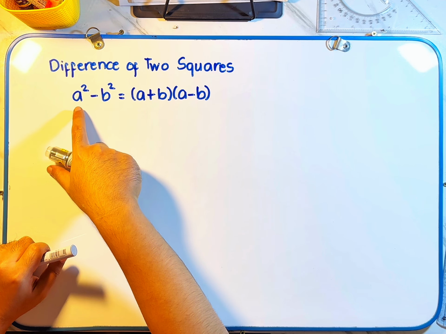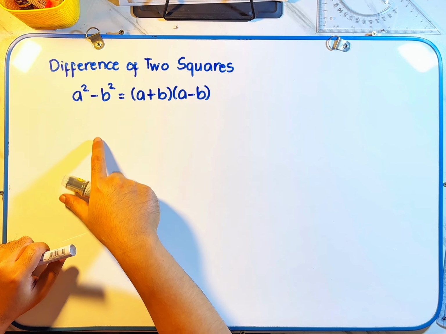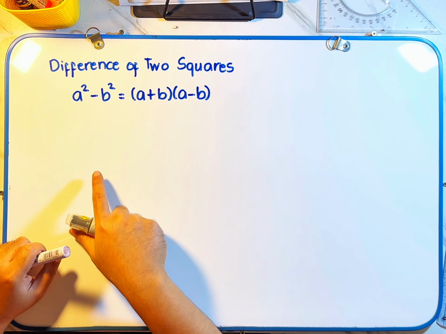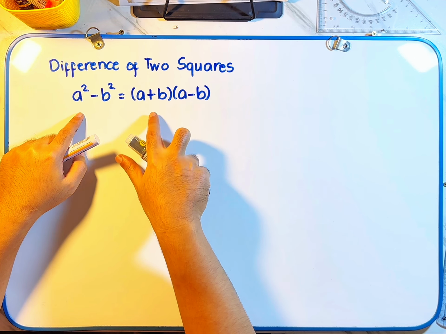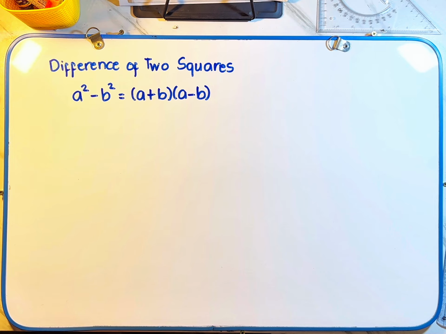So our squares are a squared and b squared, and we're subtracting them. Okay? It means if we follow this pattern, we can easily identify the factored form. When we say factored form, it means the form at which we're multiplying. Okay? So to demonstrate this, let's answer some example problems.